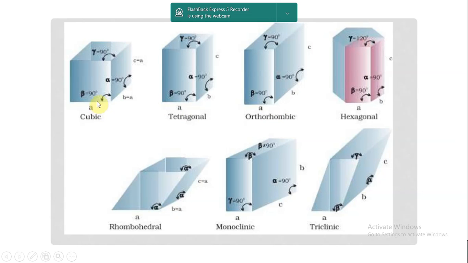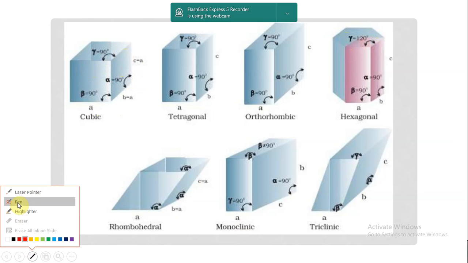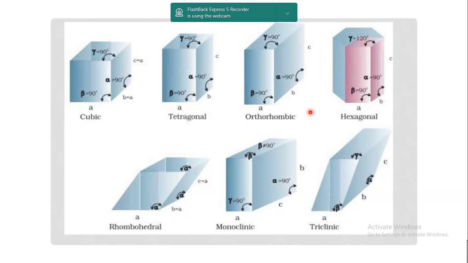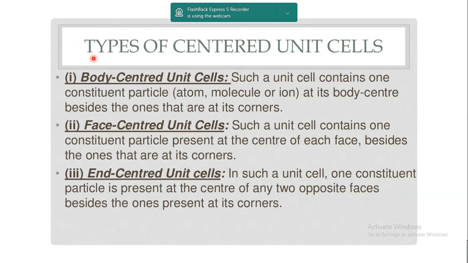So I told you that these angles alpha, beta, and gamma can be varied. It may be 90 degree, but in some cases it may not be 90 degree, like here it is 120 degree, and in that way the variations are possible. And in total, there are 14 variations possible, and each has a different name. But in class 12, generally you are mostly concerned with these three: simple, body centered, and face centered.